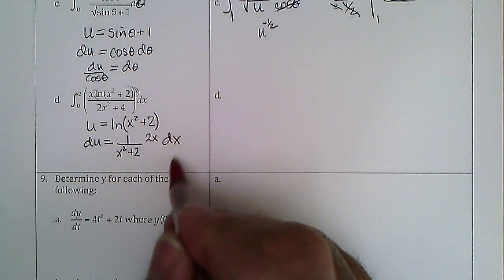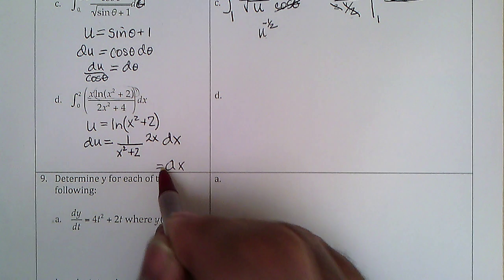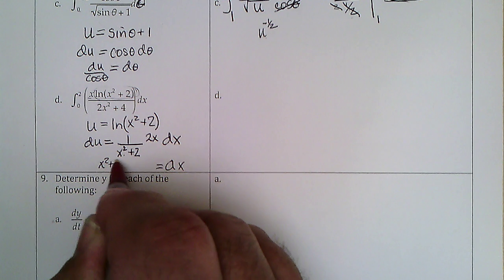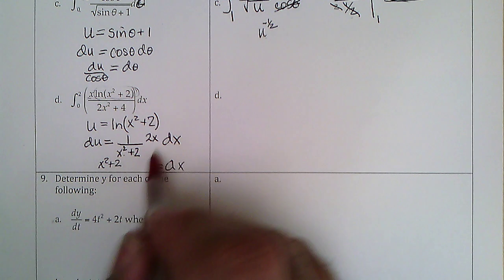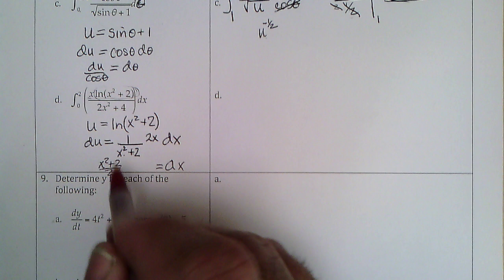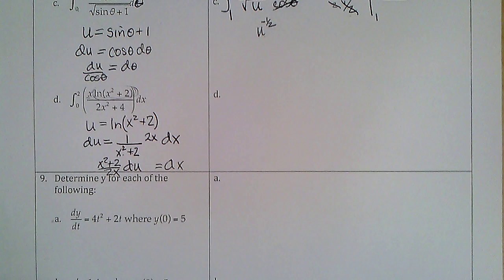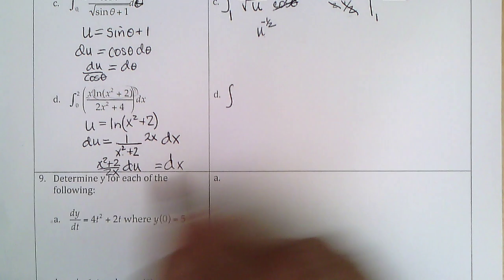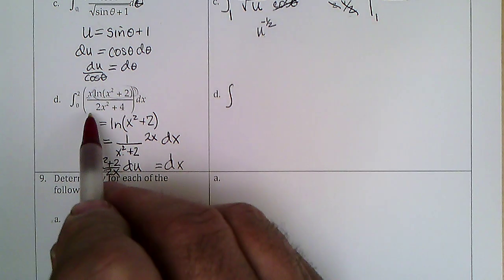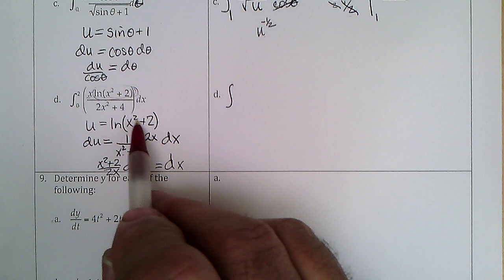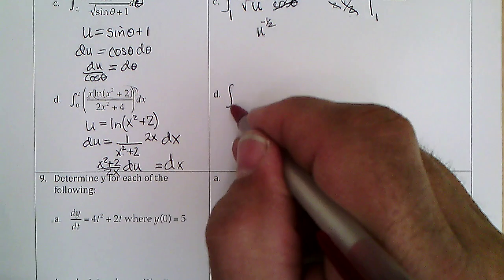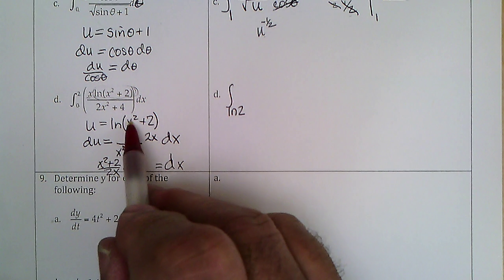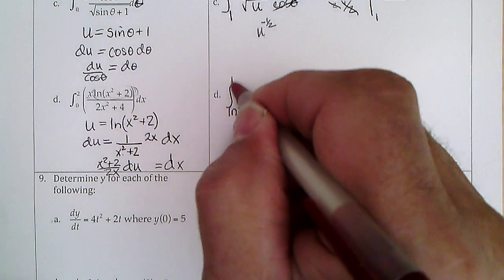So if I solve for dx, I'd have to multiply both sides by x squared plus 2 and divide both sides by 2x. So this becomes the integral. If I'm changing my limits, this would be 0 in here, 0 squared plus 2 is just 2, ln of 2. And at the top, I'm putting 2. That's 4 plus 2 is 6, ln 6.